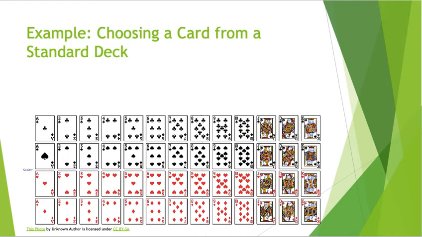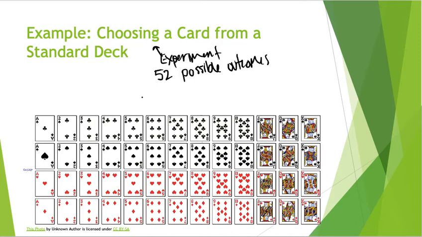Another example that you see often in probability is choosing a card from a standard deck. So choosing your card would be your experiment. There are 52 cards in a standard deck, so there are 52 possible outcomes. Your sample space includes all of those possible outcomes, so we would have to list all of these cards within your sample space. So basically, this is your sample space. This is every possible thing that you could draw.